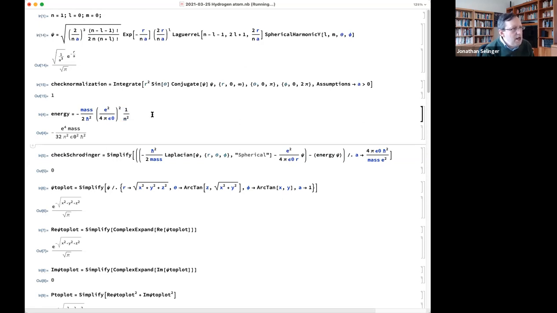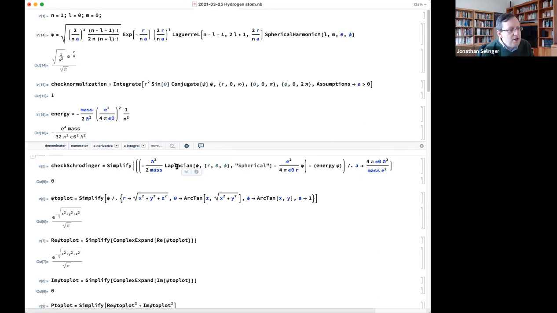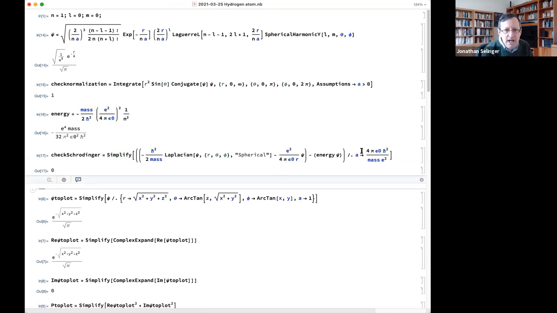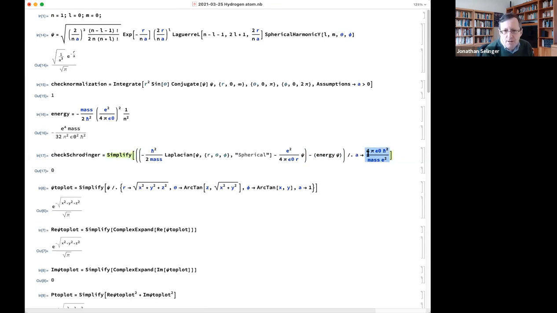Okay, so now let's check and see if this thing, which is supposed to be a solution, really satisfies the time-independent Schrodinger equation. So I'm going to calculate negative h bar squared over 2 mass times the Laplacian of psi in spherical coordinates. Mathematica knows about spherical coordinates. And then plus the negative Coulomb potential times psi. And I want to compare that with the energy times psi. Does that really come out to be zero? Yes, it does. And in order to make this comparison, I have to plug in what is a. This is the equation I told you for a, the Bohr radius.